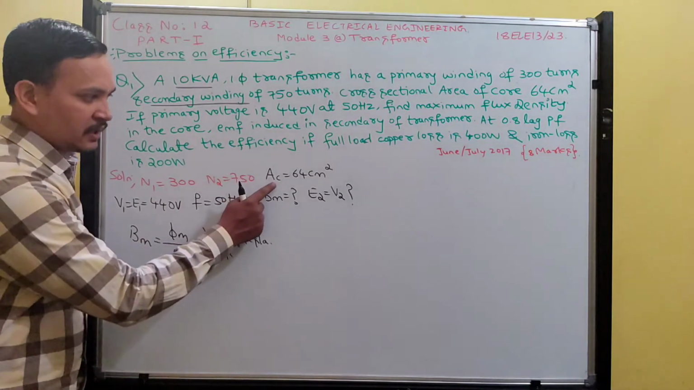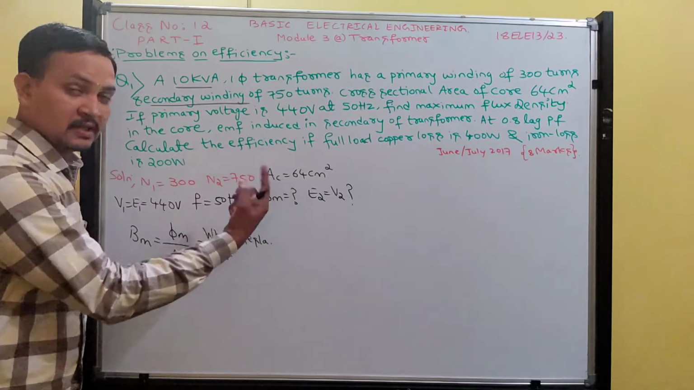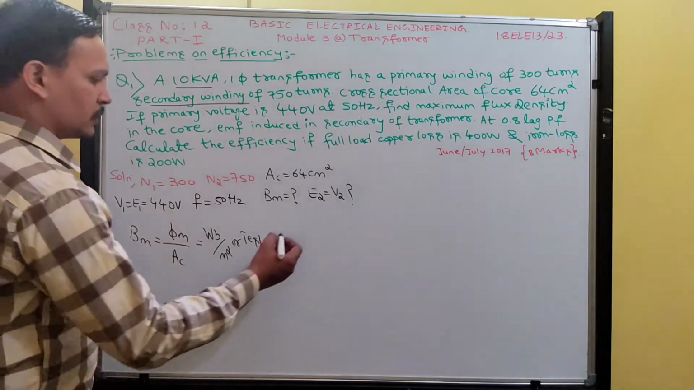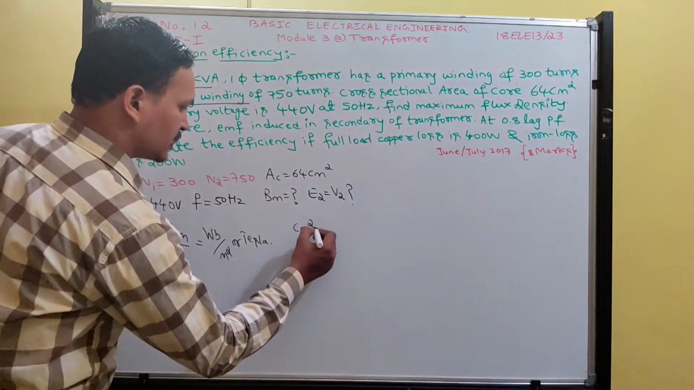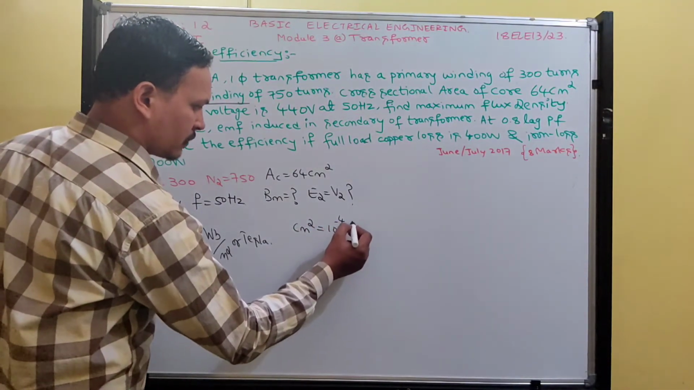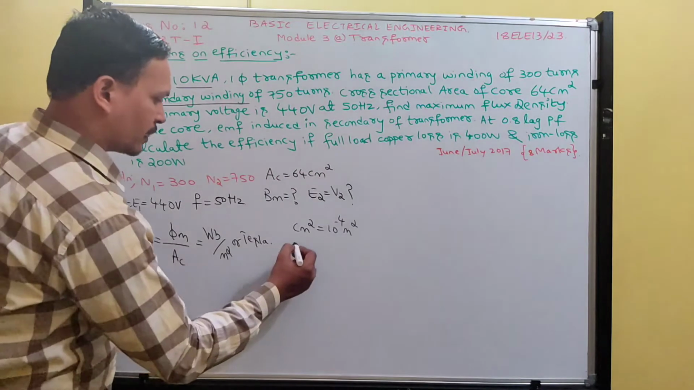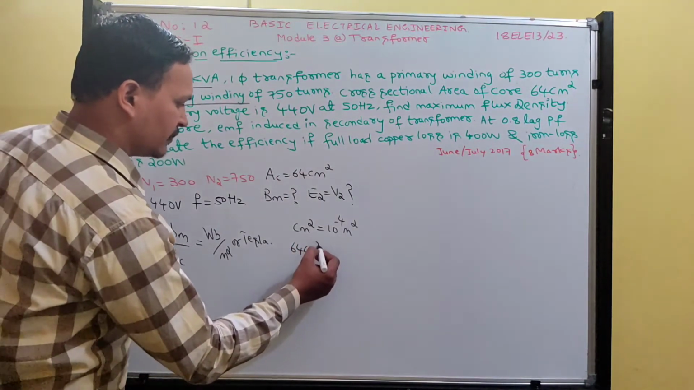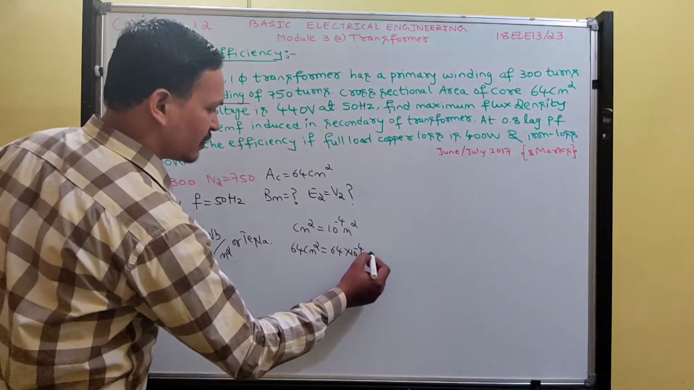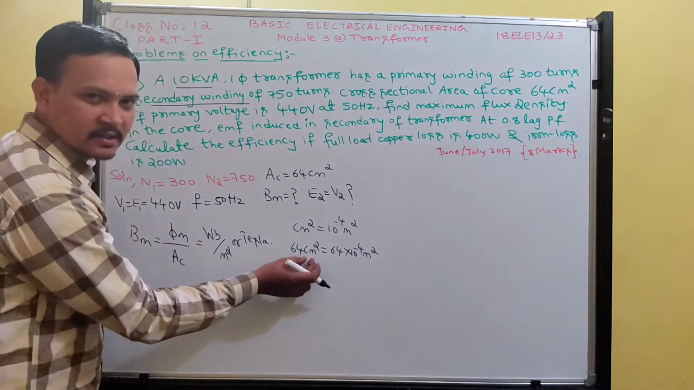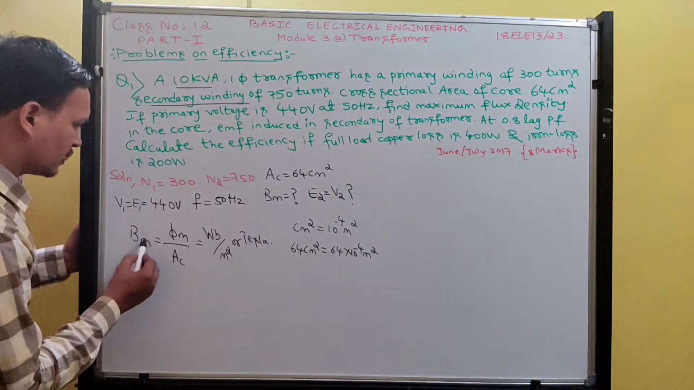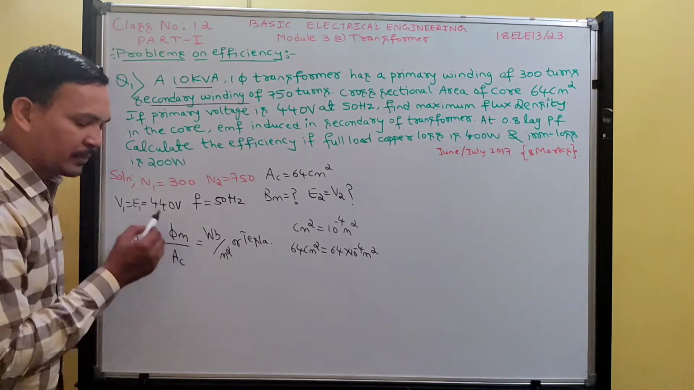Therefore, they gave the area of the core in centimeter square. You convert that into meter square. So how to convert? See, 1 centimeter square can be written as 10 power minus 4 meter square. So therefore, 64 centimeter square can be written as 64 into 10 power minus 4 meter square. Just replace cm square by this factor. Okay, now substitute here. But I need phi m also.